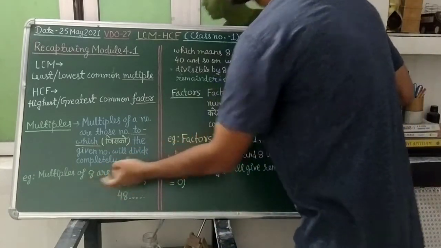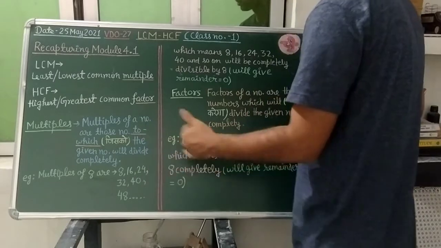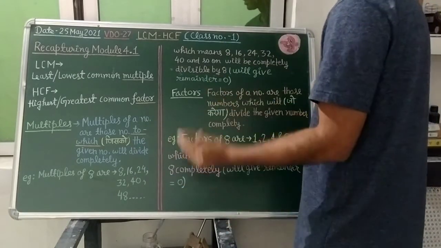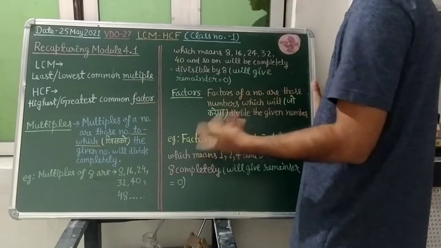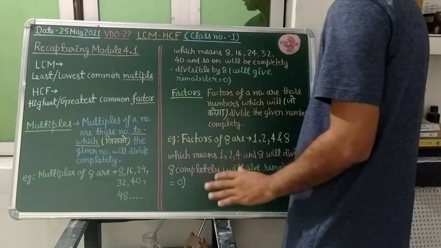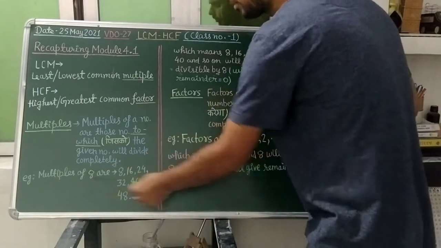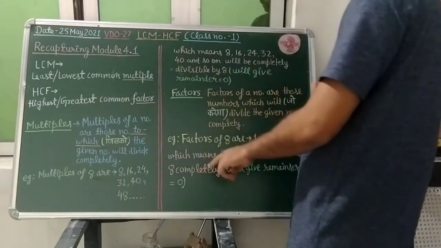You will read out the table of the given number. The given number is 8, so you will read out 8 1s are 8, 8 2s are 16, 8 3s are 24, like this. You will read out the table and find out the multiples. Multiples will be only the table of that given number. So these are the multiples of 8, the numbers to which the given number 8 will divide completely.